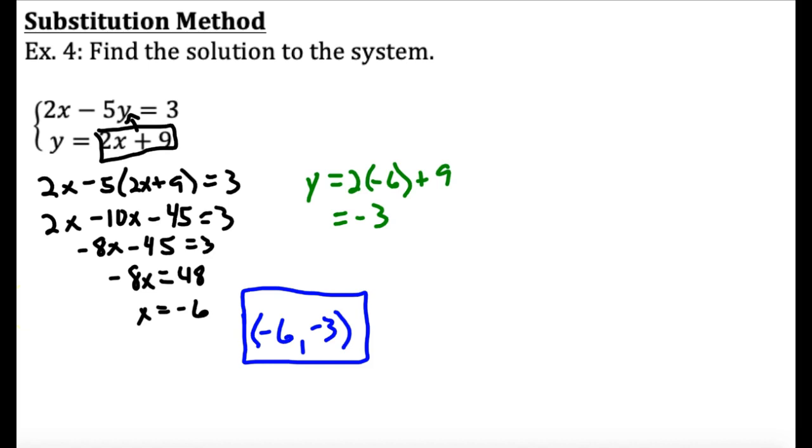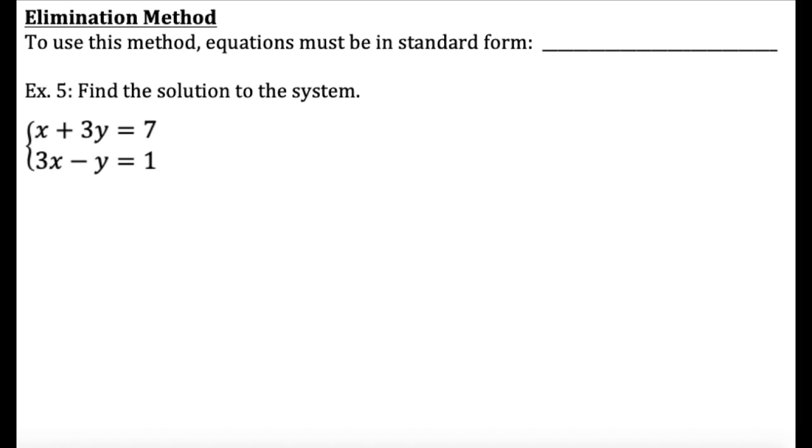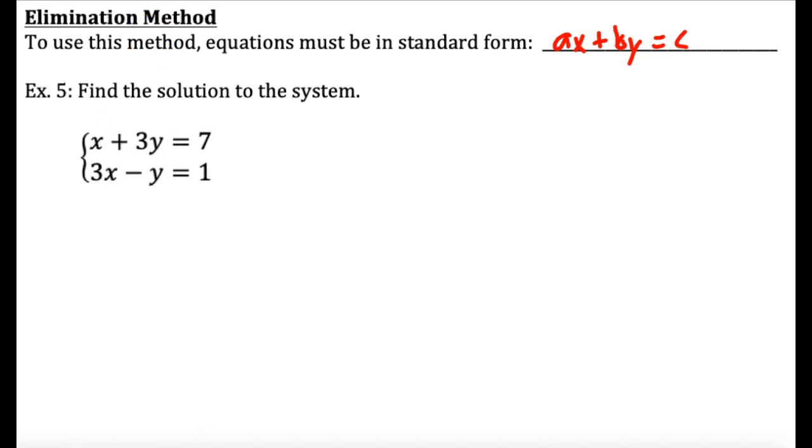All right? So the last method, right, is the elimination method. This method is what we use when both of our equations are in standard form. Remember, standard form is ax plus by equals c. Right? So I've got my x's and y's on one side of the equation and the constant on the other. So the idea here is we want to eliminate one of the variables. Right? So I'm going to move this over here a little bit.